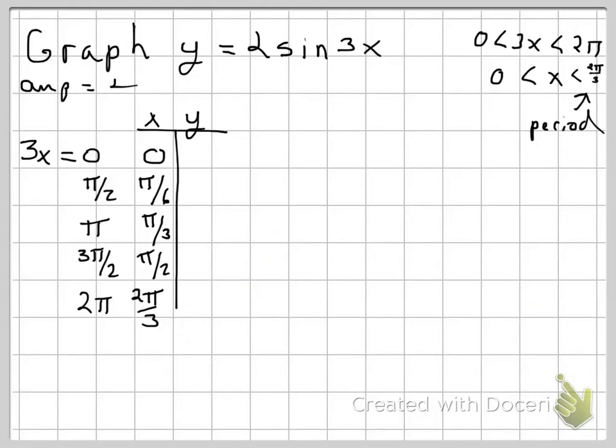Okay. Notice I started at 0 and ended at 2 pi over 3. Notice over here on my table I start at 0 and end at 2 pi over 3. Okay. So these are my translations.